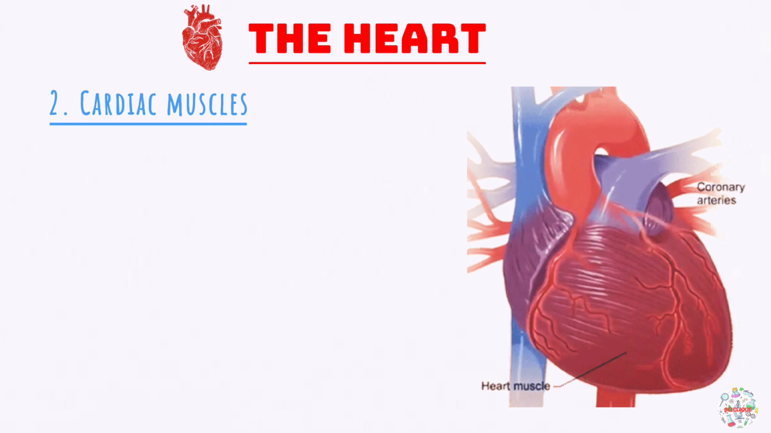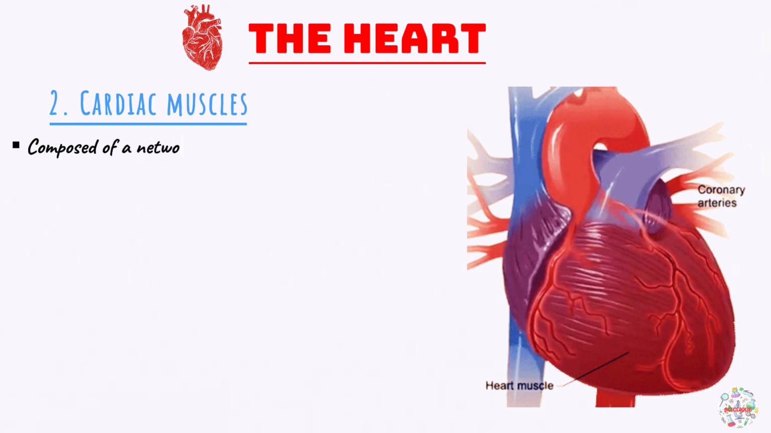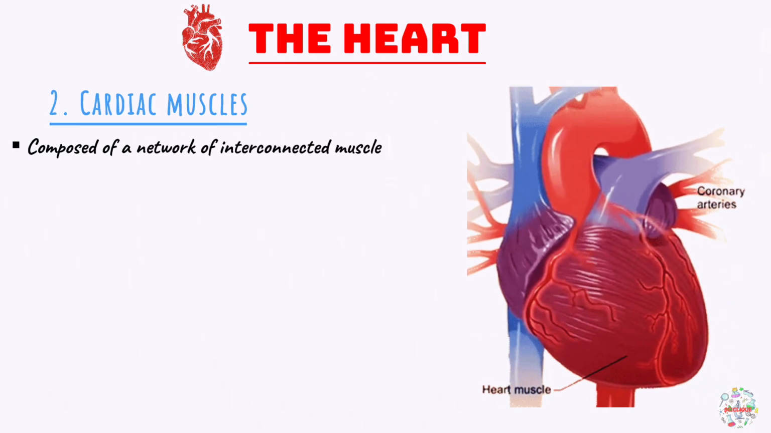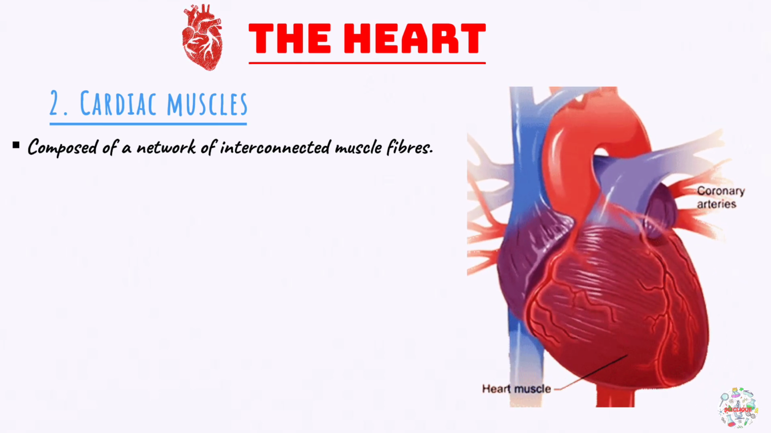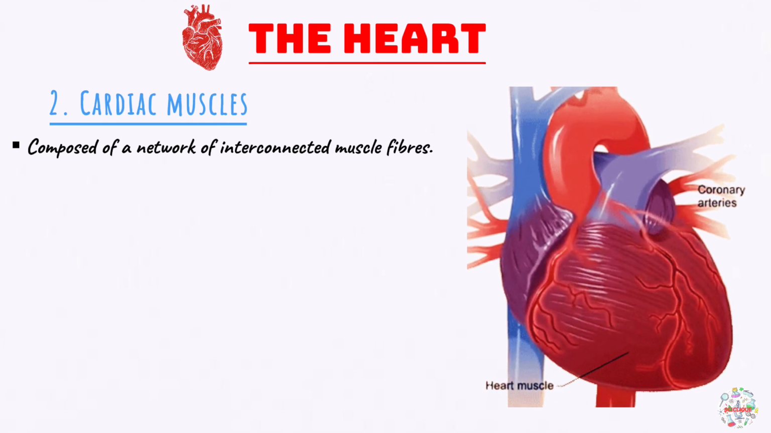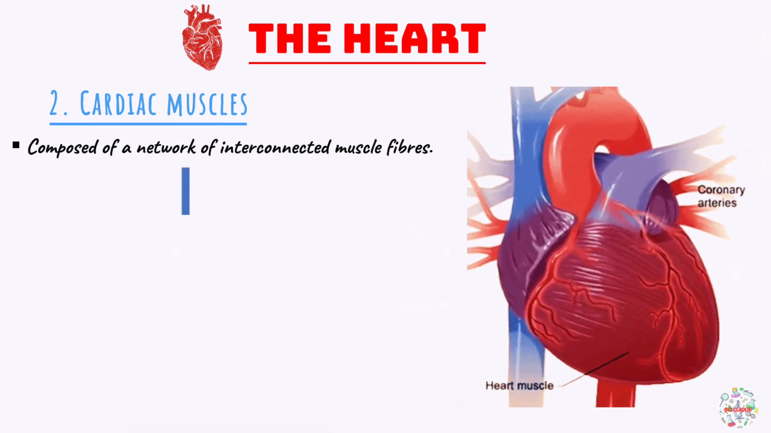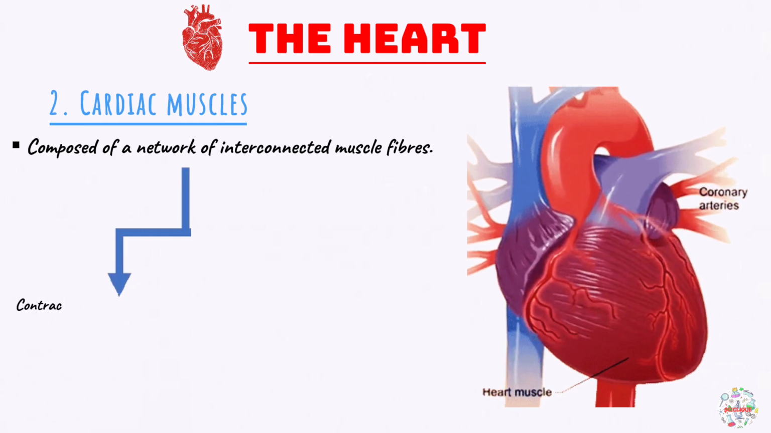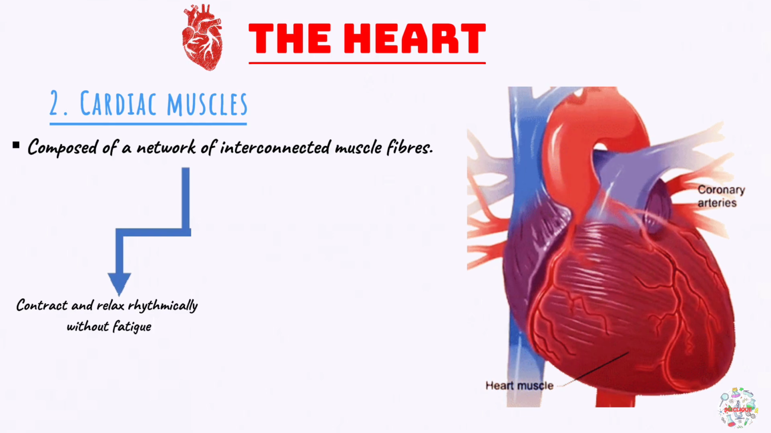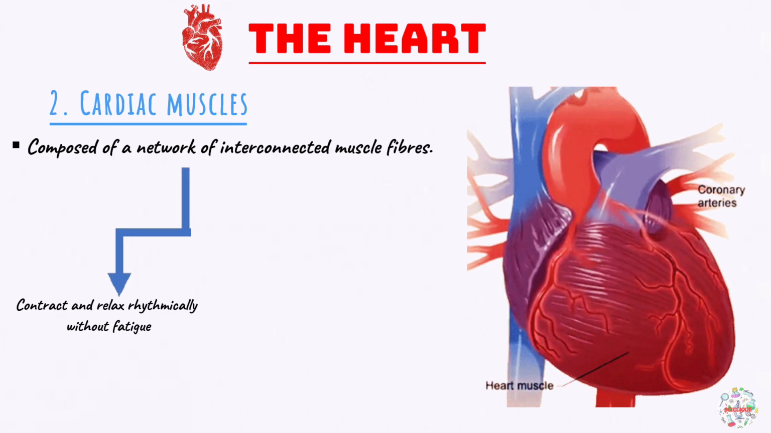Now, the heart itself is made up of a special type of muscles called the cardiac muscles. Now, whenever you see the term cardiac muscles, know that it's referring to the specialized muscles found in the heart. Now, these muscles are composed of a network of fibers. They have two unique characteristics that are not found in any other muscle in our body. Number one is that they can contract and relax rhythmically without fatigue. Now, when these muscles stop their contractions, death soon follows.